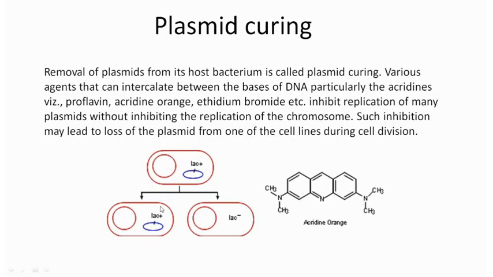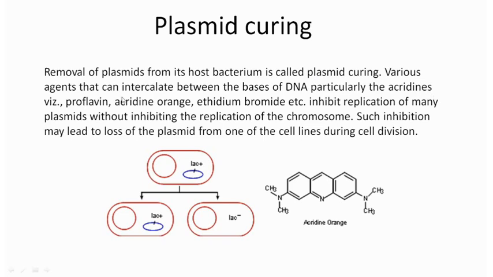So now, what is plasmid curing? Plasmid curing is basically getting rid of a plasmid from a cell to understand whether a characteristic is plasmid borne or chromosome borne. If you want to know that, you have to remove the plasmid from the cell. This process is called plasmid curing, removal of a plasmid from its host bacterium.